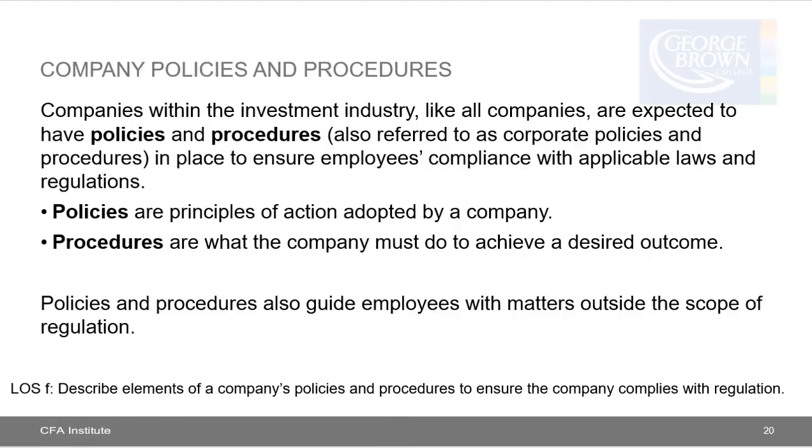Learning Outcome Statement F is describe elements of a company's policies and procedures to ensure the company complies with regulations. So the next 4 slides are with regards to this Learning Outcome Statement. Companies within the investment industry, like all companies, are expected to have policies and procedures, also referred to as corporate policies and procedures, in place to ensure employees' compliance with applicable laws and regulations. Policies are principles of action adopted by a company, and procedures are what the company must do to achieve a desired outcome. Policies and procedures also guide employees with matters outside the scope of regulation.